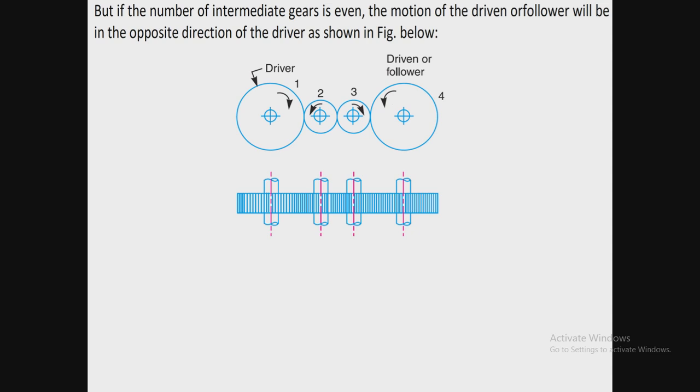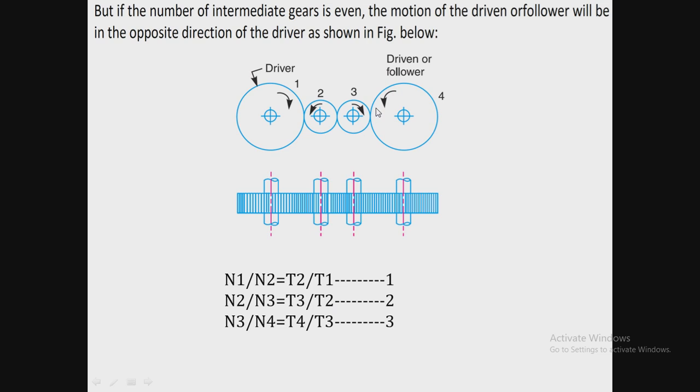Now for such a gear train, we also find the speed ratio. As gears 1 and 2 are in mesh, the speed ratio for these two, N1 upon N2, is equal to T2 upon T1. This is equation number 1. Similarly, gears 2 and 3 are in mesh with each other, so N2 upon N3 is equal to T3 upon T2. This is equation number 2. And lastly, gear 3 is in mesh with gear 4, so N3 upon N4 is equal to T4 upon T3. This is equation number 3. After multiplication, we get N1 upon N4 is equal to T4 upon T1. So this is the final equation of such a type of gear train.